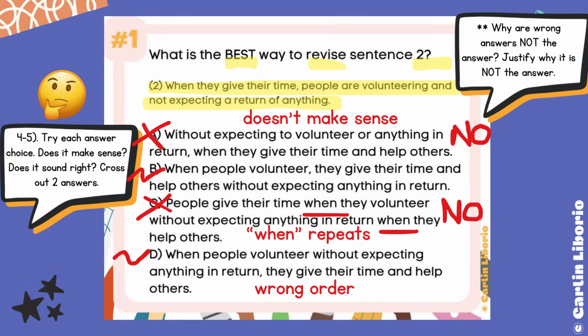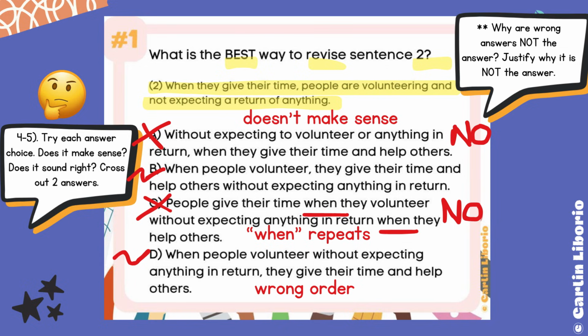Next, and they would do this with a partner, next they are going to justify why at least 2 answers are no way, 2 answers are definitely not the correct answer, and why. So if you look at A, without expecting to volunteer or anything in return when they give their time and help others, that doesn't make any sense. It sounds really awkward. If you look at C, people give their time when they volunteer without expecting anything in return when they help others.